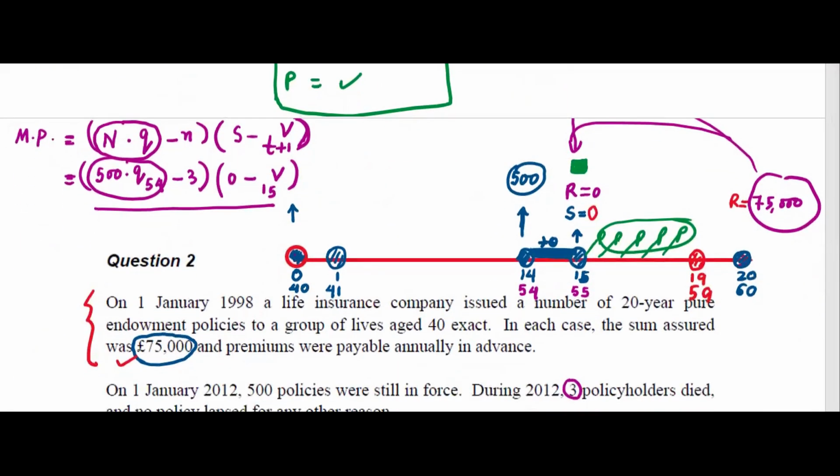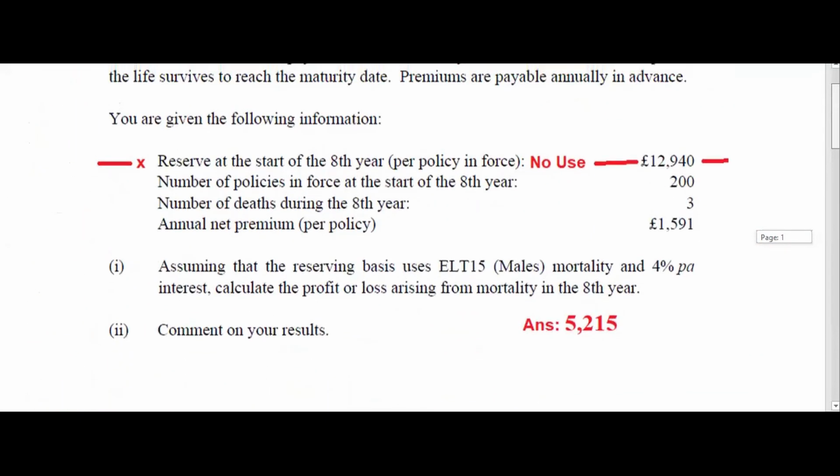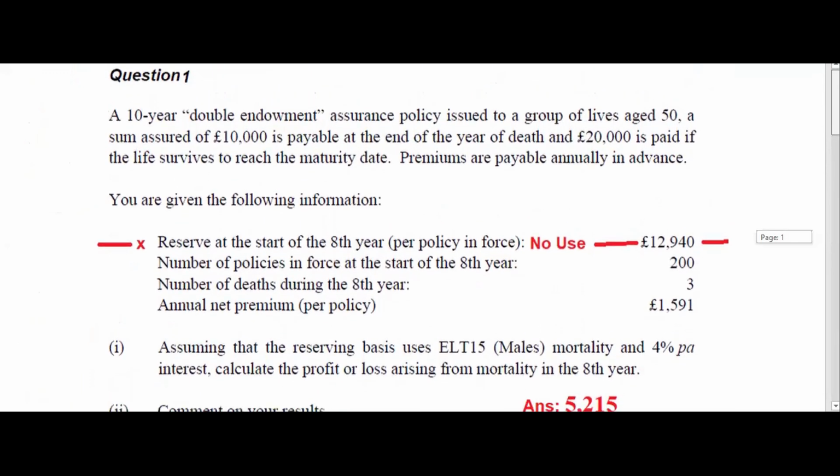Any doubt about this, about R and S here? Where to use what? If you have doubt, you can clarify. This is one of the important topics of part 2, remember? People used to pass in CT5 according to whether they were able to do mortality profit and profit testing or not. Now you have both the parts 1 and 2. That's why you might not get a big question, but still it's important.